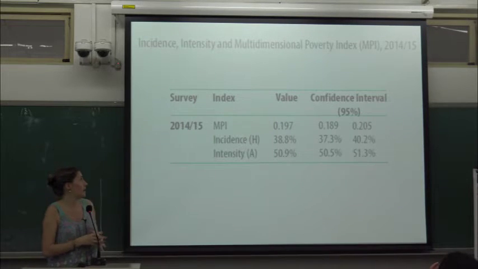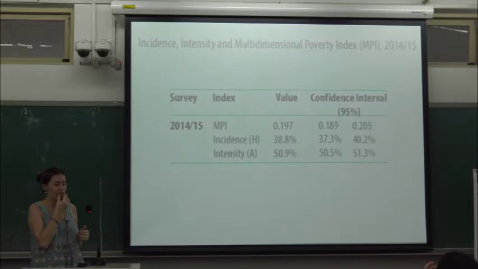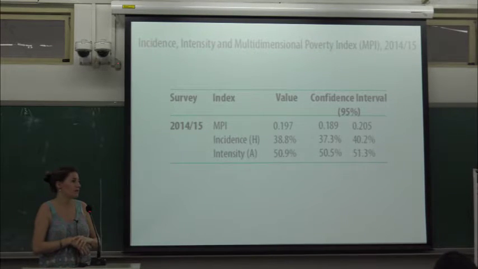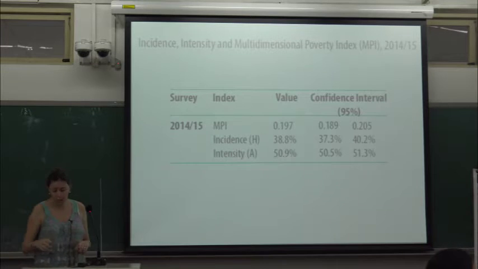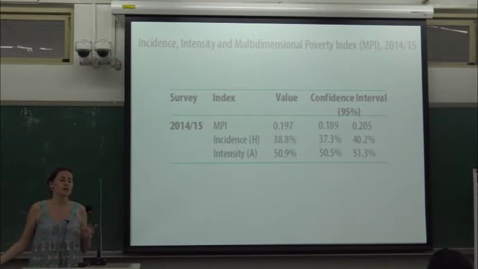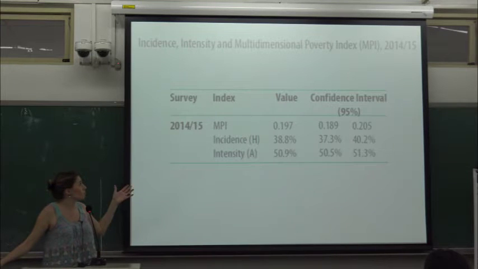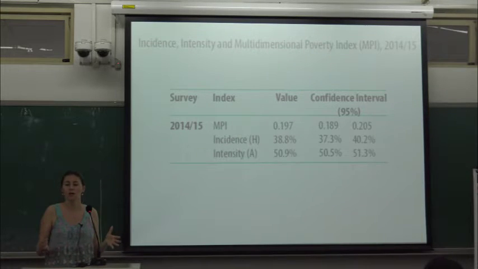In terms of the MPI, H and A, these are the results that they get for 2014 and 15. Basically, they have that nearly 40% of the population, 39%, is identified as being deprived in one third or more of the weighted indicators, and the MPI is 0.197 in this particular year that we are considering, and the intensity of poverty is nearly 51%. That means that those almost 40% of poor people in Pakistan are deprived on average in 51%, or more than half, of the indicators that are included in the MPI.